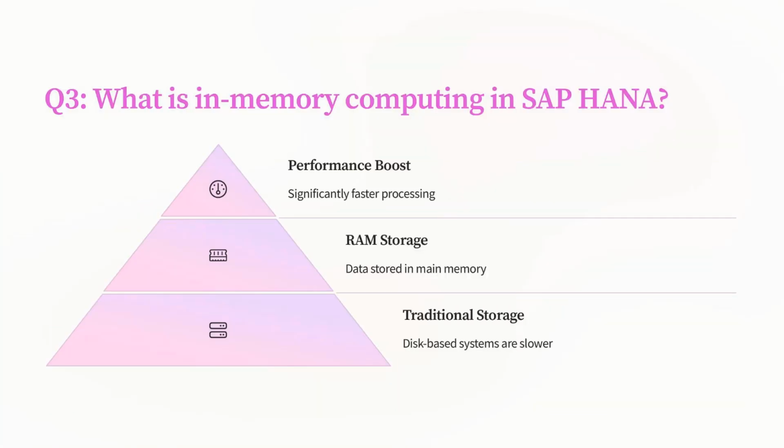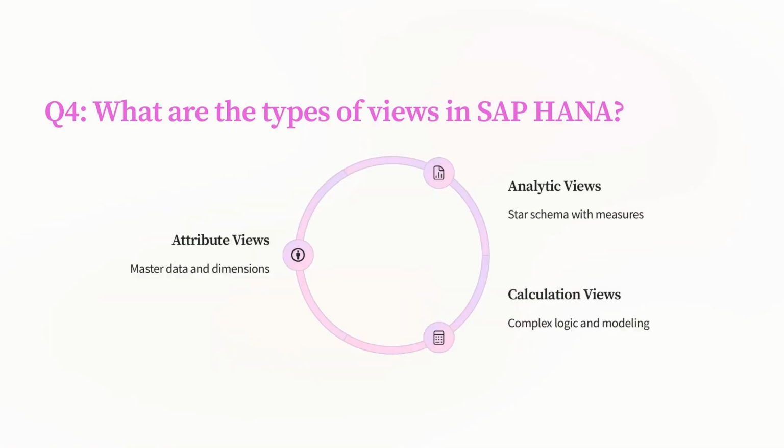Let's move on to the next important question. 3. What is in-memory computing in SAP HANA? In-memory computing allows data to be stored and processed in the main memory, RAM, rather than on disk, which significantly improves data access speed and performance. Let's move on to the next important question. 4. What are the types of views in SAP HANA? There are 3 main types of views: attribute views, analytic views, and calculation views.